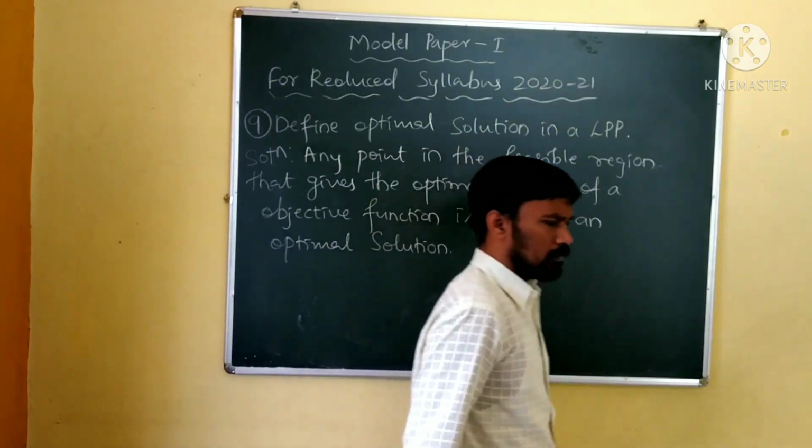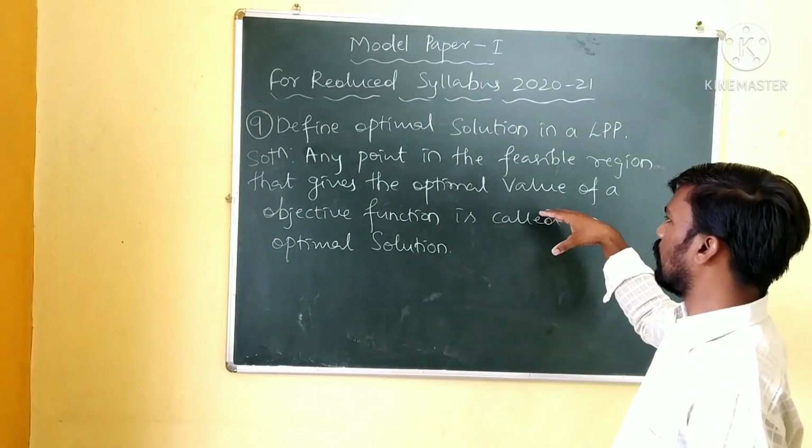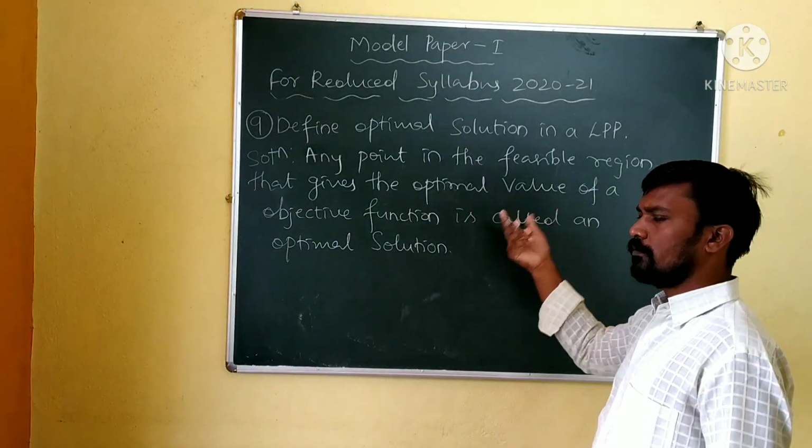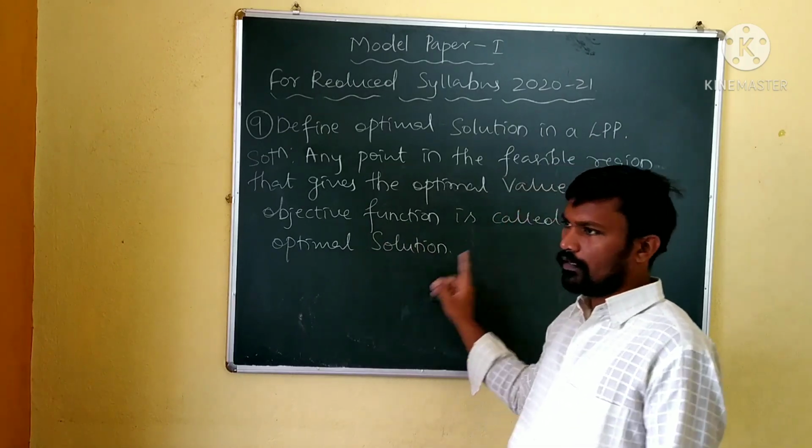Very simple. Optimal solution means it's a point. Any point in that feasible region that gives the optimal value. Optimal value means maximum value or minimum value of a given objective function. That is called optimal solution.